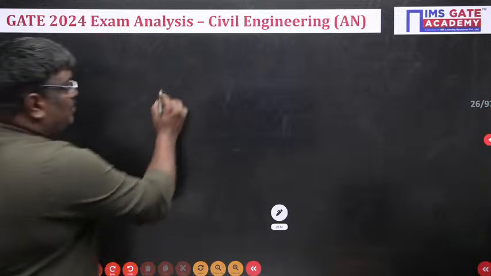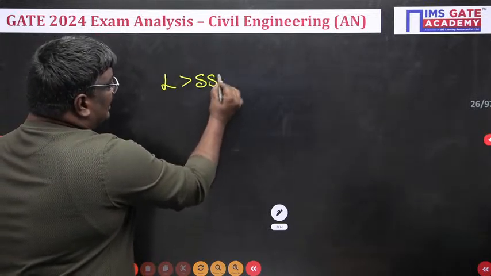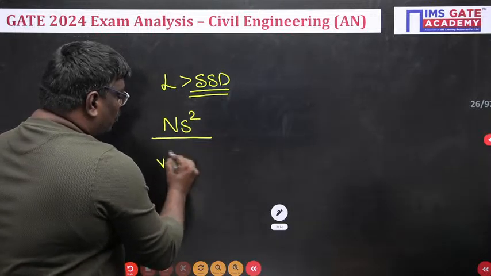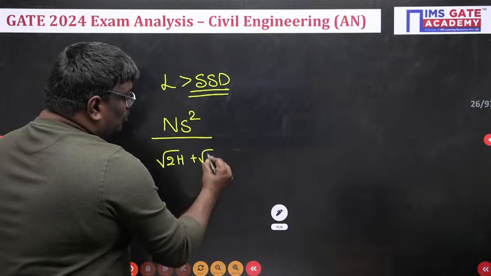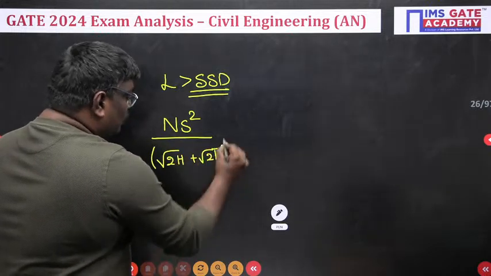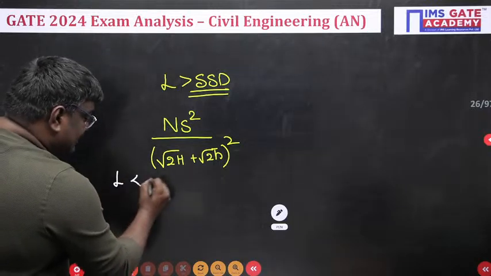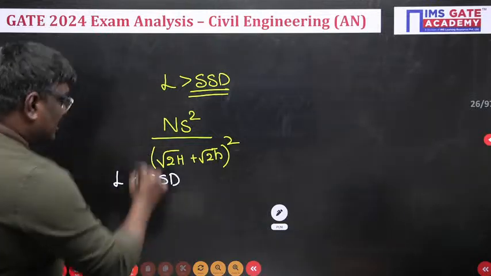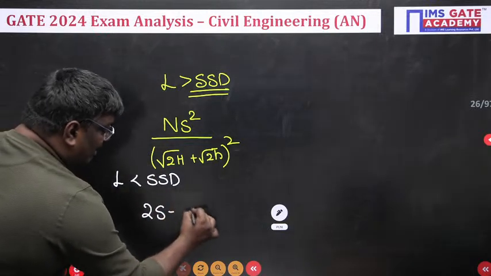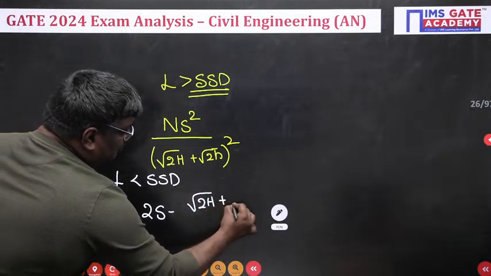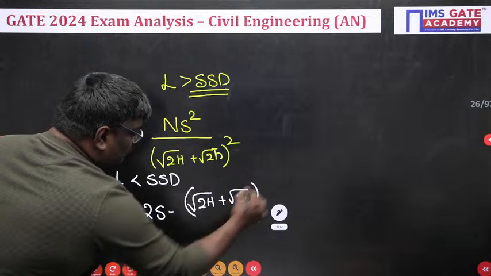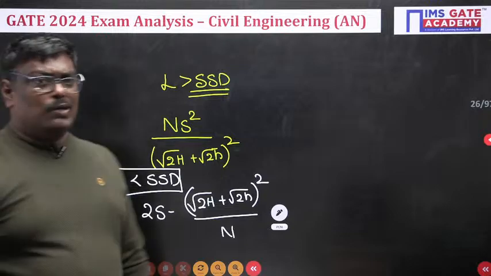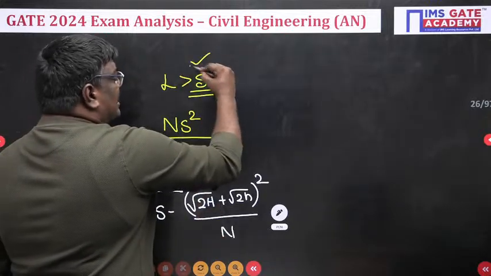Now, we have different formulas. If you assume L is greater than SSD, we have the formula N S square upon root 2H plus root 2 small h whole square. If L is less than SSD, I'll show you in the end analysis what would be the cutoff and all. I have done this problem in the 10 challenging questions. The formula when the length of the curve is less than SSD is root 2H whole square upon N. But for now, in this problem, I am assuming length is more than SSD and solving.